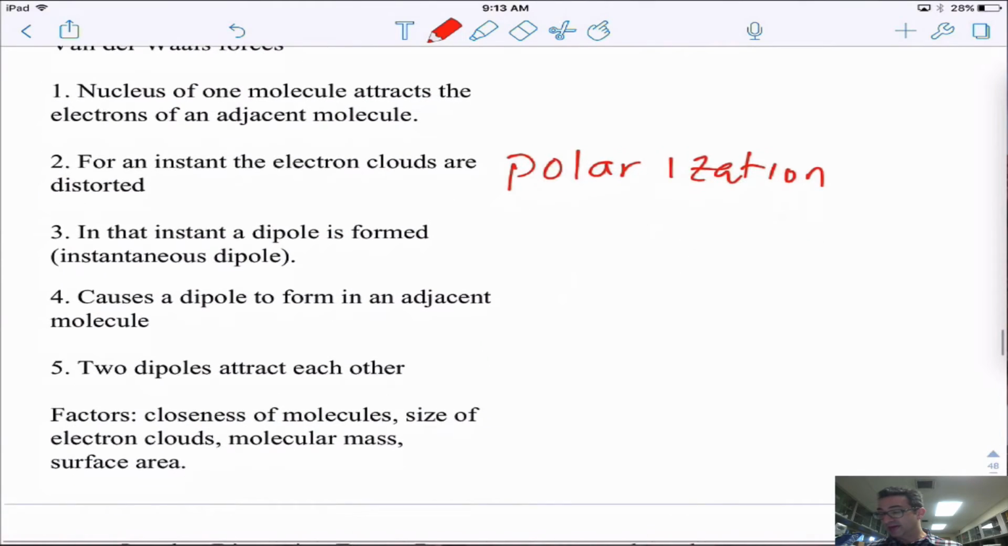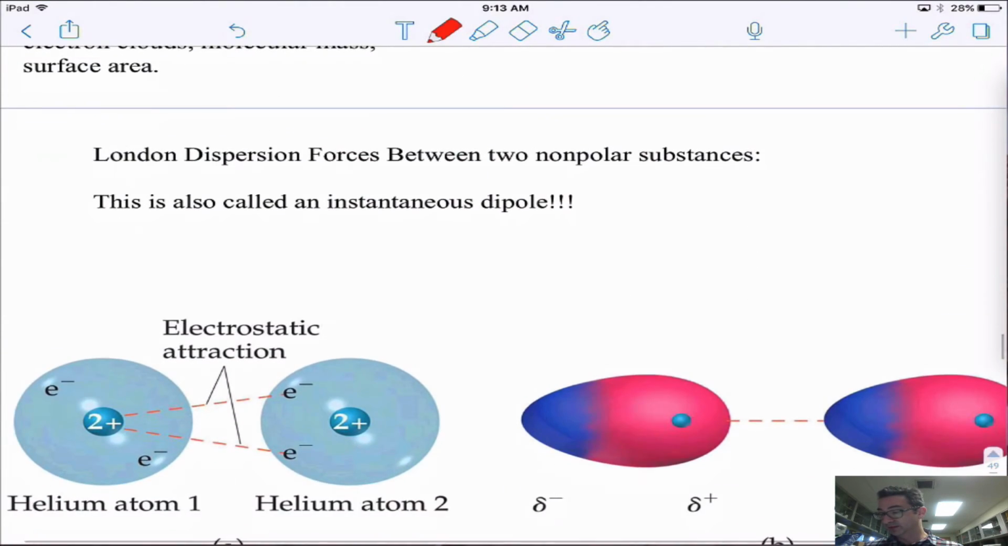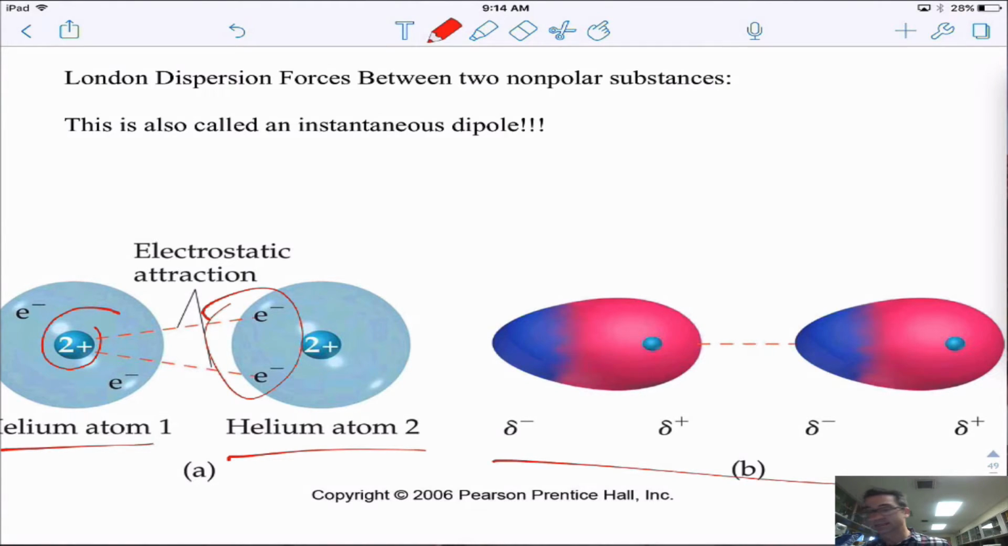And if I were to have a diagram of this showing this happen, it would look kind of like this. On the left here, we have two nonpolar molecules, in this case two nonpolar atoms, helium. They're not attracted to each other. But as they come close to one another, the nucleus from this helium starts to attract the electrons from an adjacent helium, and those electron clouds get distorted. It forms this instantaneous dipole.